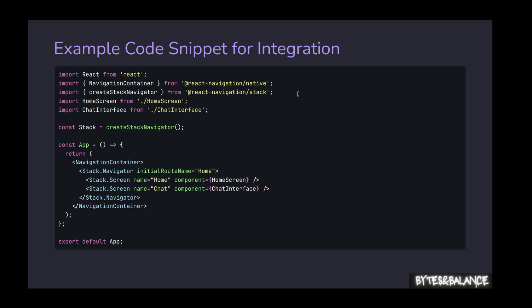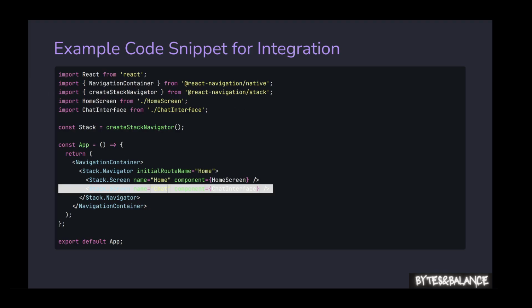But this code sets up navigation in a React Native application using React Navigation. So you can see this here in your application. You've got the navigation. It imports the required modules, creates a stack navigator, and defines two screens, home and chat interface. The app component uses a navigation container to manage navigation. It allows users to switch between these screens. Make sure to test it to verify the navigation works correctly.